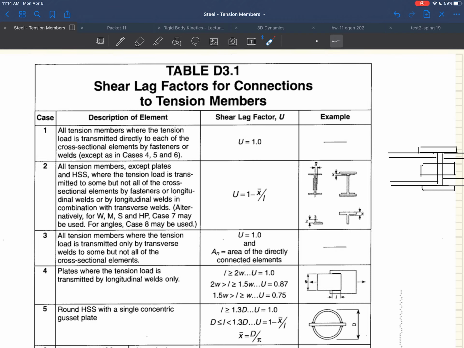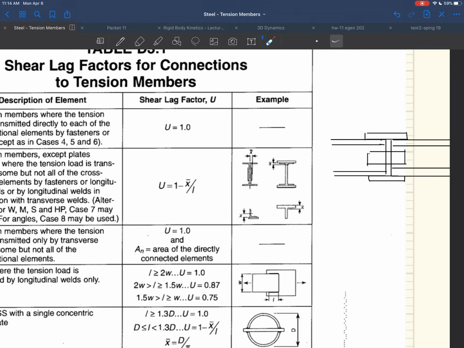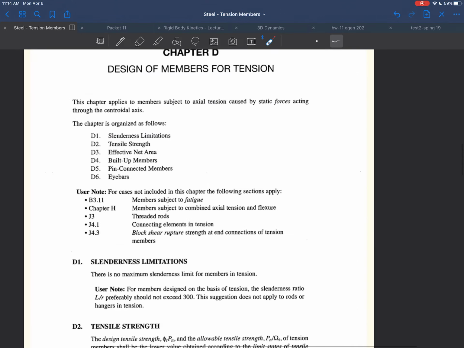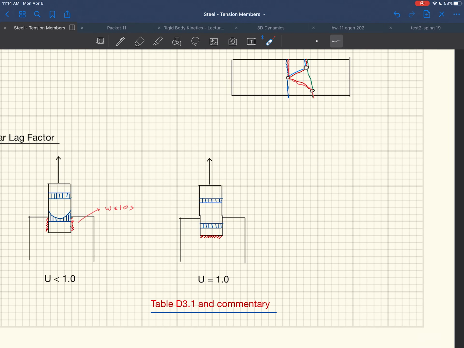Okay. This is what I was talking about for all tension members where the tension load is transmitted directly to each of the cross-sectional elements by fasteners or welds, okay, U is equal to 1.0, except for these cases down here. Okay, and so an example here would be an example that we did right here. This is my one tension member. I've applied a load like this, and I've attached the whole thing like that.